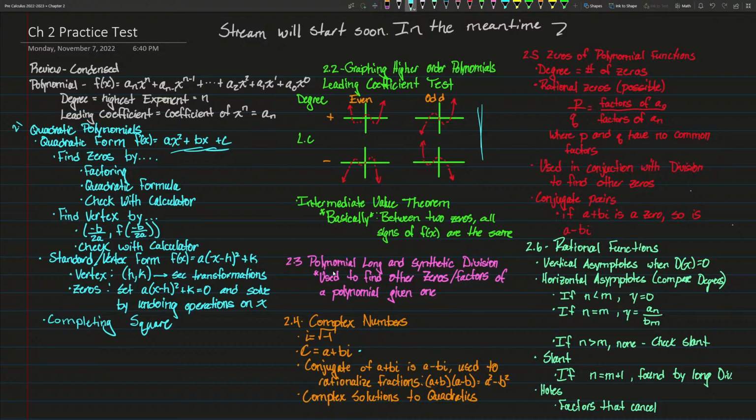2.6, rational functions, so that's the asymptote stuff, right? So vertical asymptotes, that's when the denominator is equal to 0. Horizontal asymptotes, we compare degrees, and then we have those 3 conditions, slant, and then holes, okay? So that's all stuff we just worked on, so I'm hoping that's a little bit fresher.